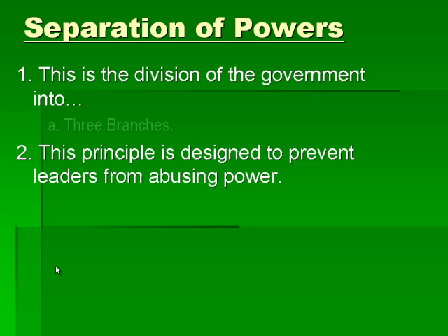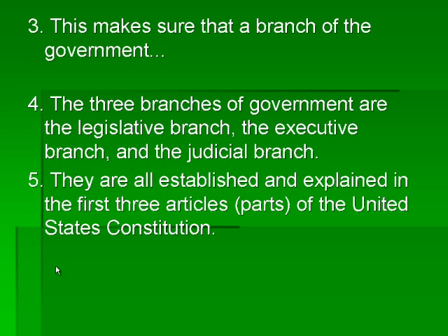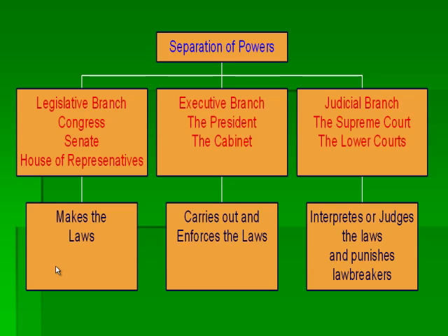So like I said, the separation of powers is a division of government into three branches of government, and this principle is designed to prevent the leaders of the government from abusing too much power, because if one group of people had all the powers of the government, they could do anything they wanted. And in this situation, we have separate powers for separate groups of people that hopefully can't abuse them. This makes sure that each branch cannot become too powerful. The three branches of government are the legislative branch, the executive branch, and the judicial branch. They are all established and explained in the first three articles or parts of the United States Constitution.